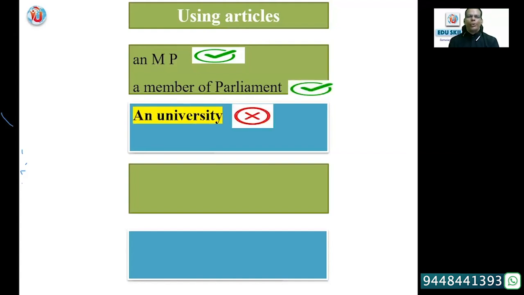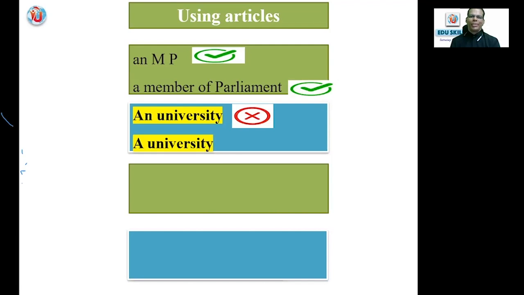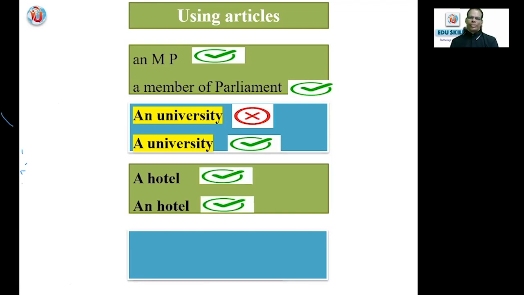And university: U is one of A-E-I-O-U, a vowel letter that gives a vowel sound. But here, the sound is Y-O-O, university. So an university is wrong. You cannot write it just because it begins with U. A university, that is right. This one, a hotel is right. An hotel is also right. A hotel, and an hotel.